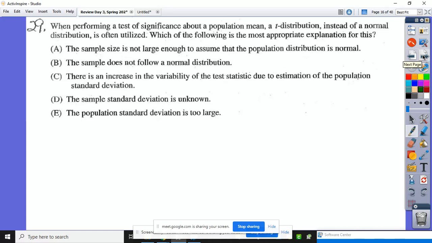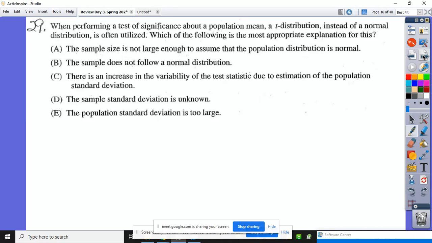When forming a test of significance for the population mean, a t-distribution instead of a normal distribution is often utilized. Which of the following is the most appropriate explanation for this? I think a lot of you just did not read this problem correctly. Why do I use a t instead of a z? Everybody in here should know this one because I make you write it every single time, z or t.